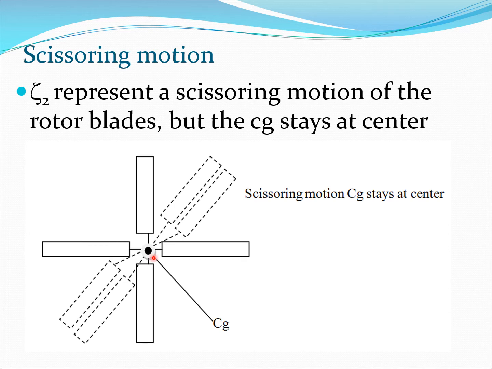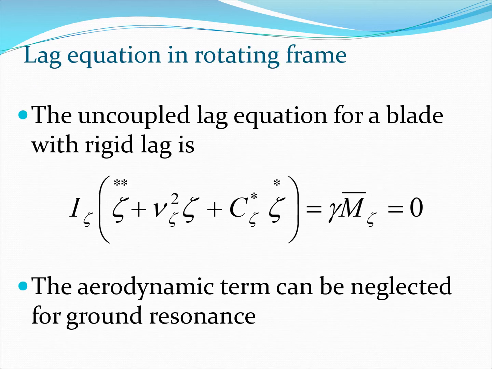So as far as the CG is concerned, both for the collective and for the differential collective zeta 2, the CG does not move, but for the cases involving zeta 1c and zeta 1s, the CG does move. Now we are going to use this physical fact later when we couple the motions with the hub, but right now let us look at it in a very detached manner.